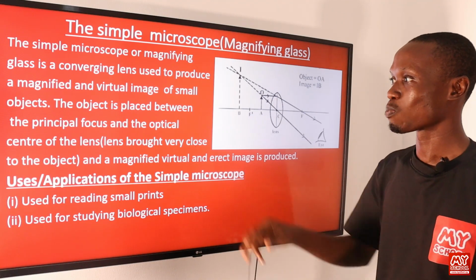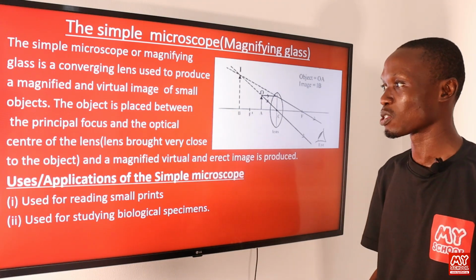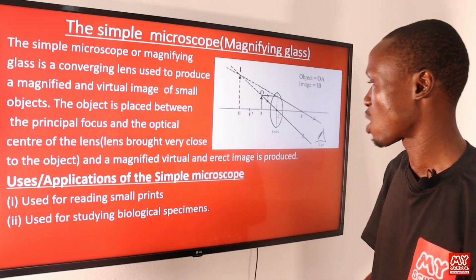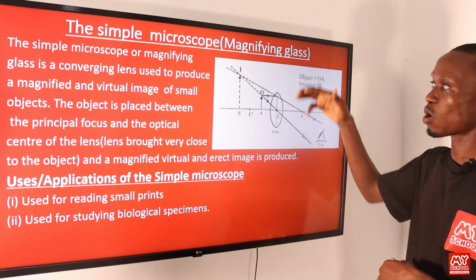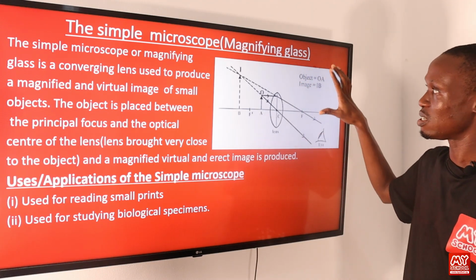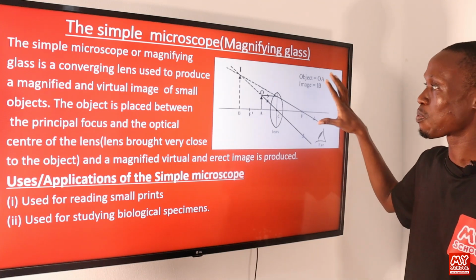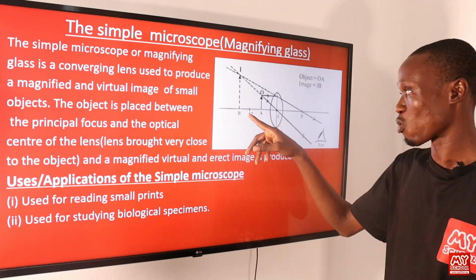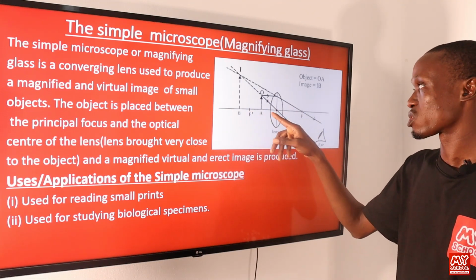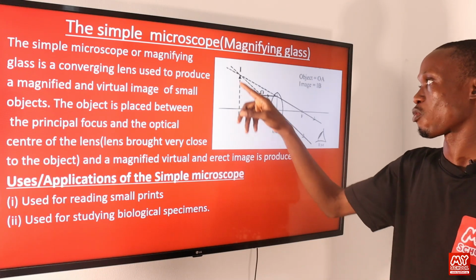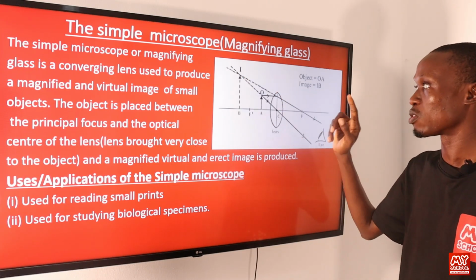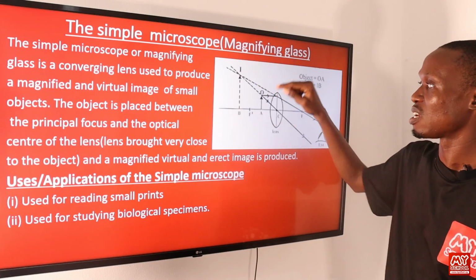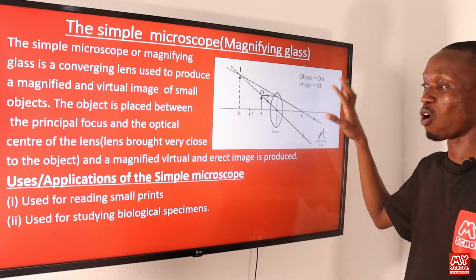The object is placed between the principal focus and the optical center of the lens, brought very close to the object, and a magnified, virtual and erect image is formed. Above on the side of the screen is the image of the simple microscope. You can see the object between the principal focus and the optical center, and this is the image formed. Though the image formed is virtual, it is magnified, meaning that the height of the image is more than the height of the object, as you can see on the diagram.